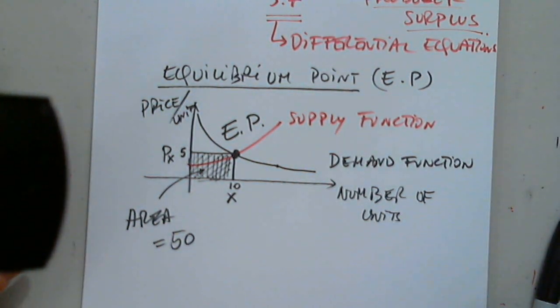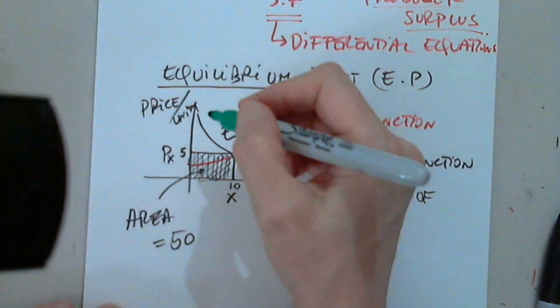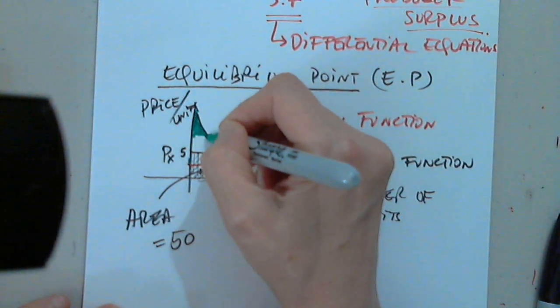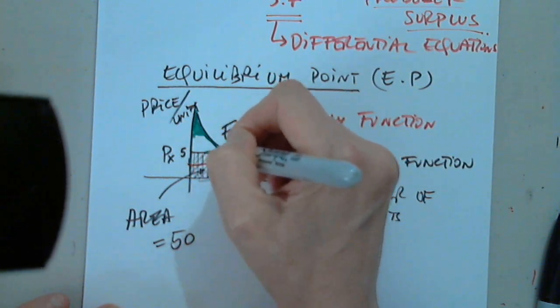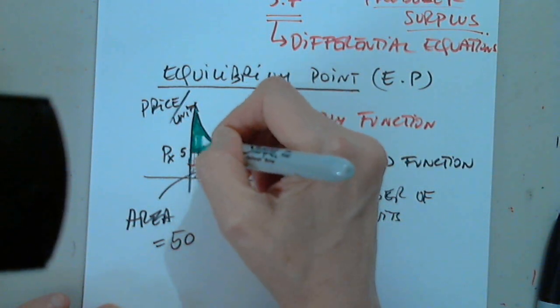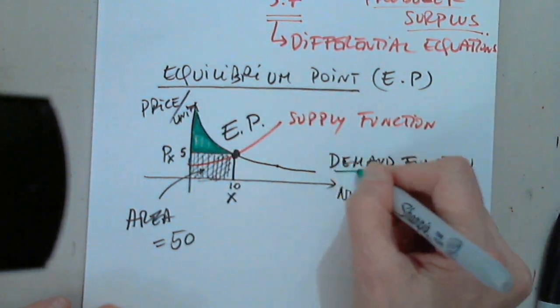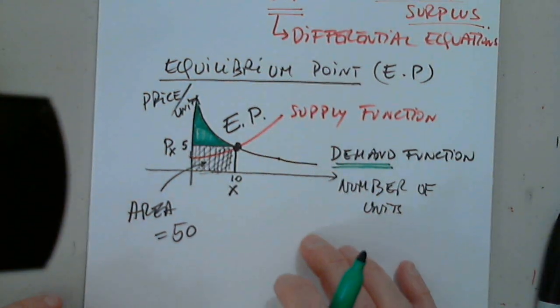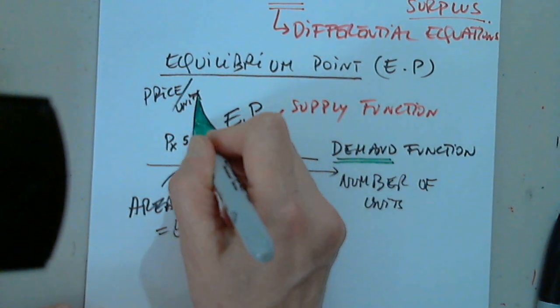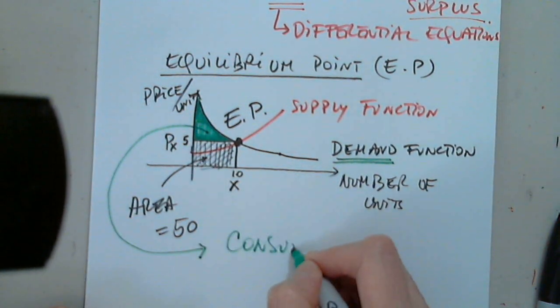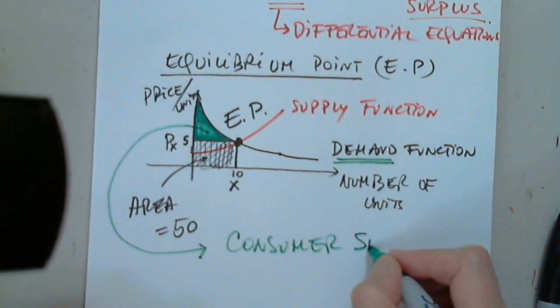And you can say, what am I looking at? So I'm going to look at this area in green. And as you see, it's attached to the demand function. And this area in green is called consumer surplus.